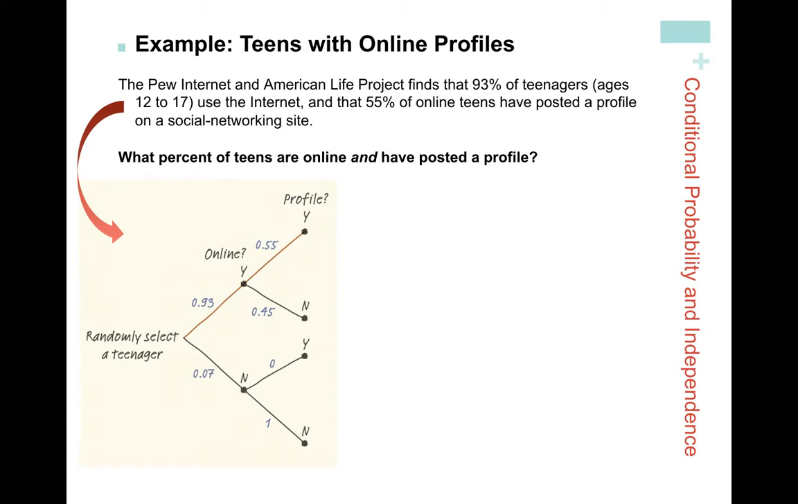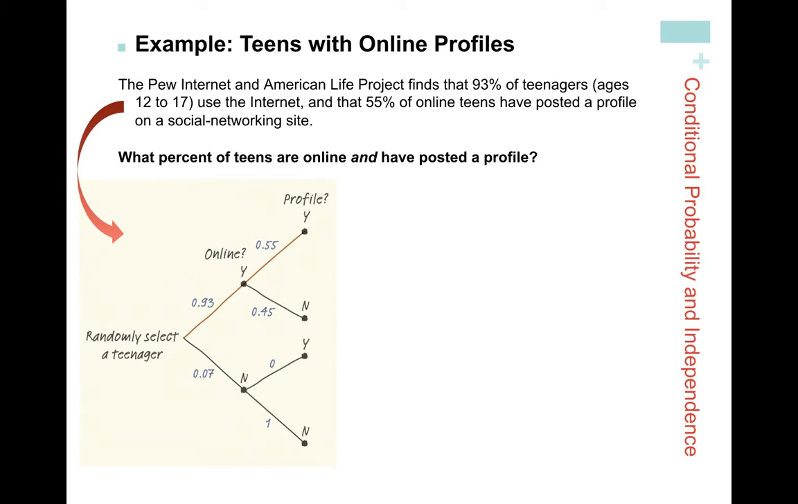Now, if we follow this yes, we're only looking at the students that are online. Then we ask the student, have you posted a profile of yourself on a social networking site? There are only two possible options, either yes or no. We're given that this probability is 0.55, and this is the complement, so that's 0.45. So it's either yes, they have posted a profile, or no, they have not posted a profile.